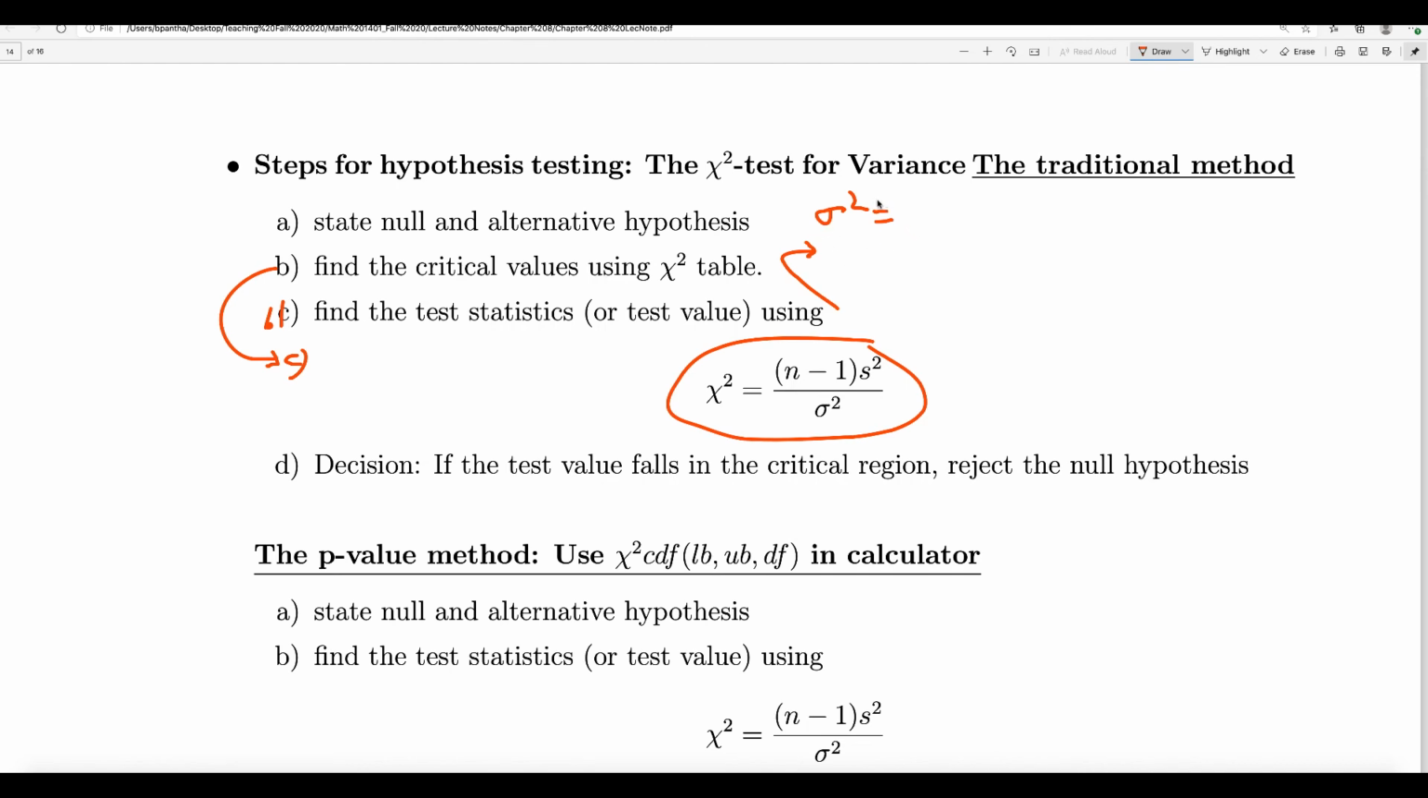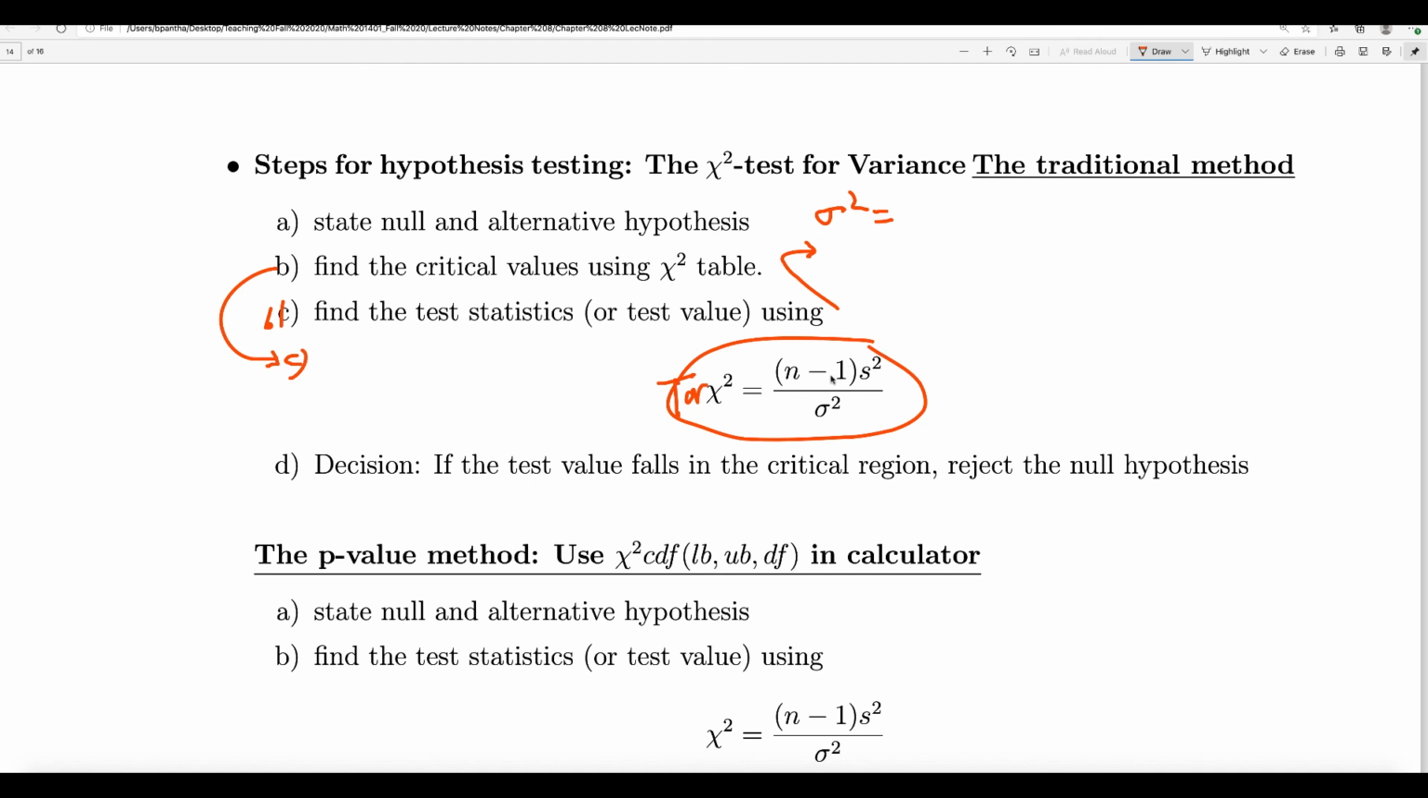If standard deviation is given, you will have to square that and then you test for sigma square, or the variance, okay? And then for the critical value, we just find the critical value there on the left tail, right tail test. For the test statistic, this is the formula we use. We use chi-square as the notation for the test value.